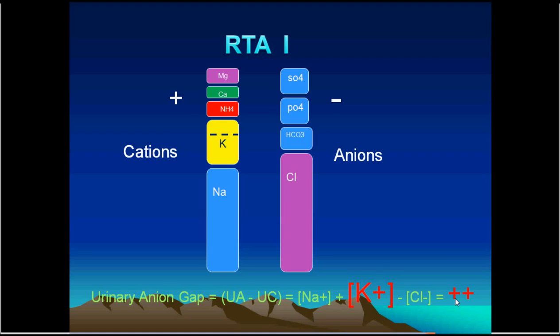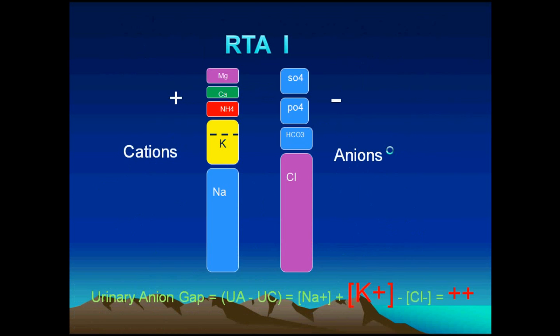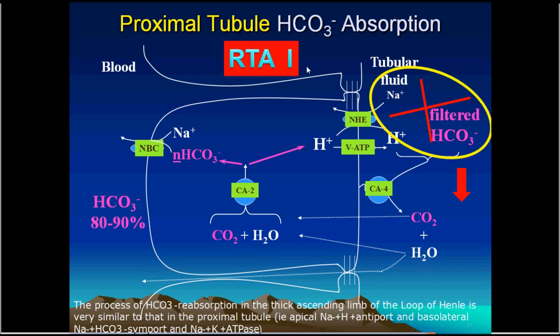So there is an increase in the positivity. This is a problem due to the increase in potassium. When you come to the renal tubular acidosis, the problem here is proximal. The proximal one is type 2, not type 1. So this is the proximal one.